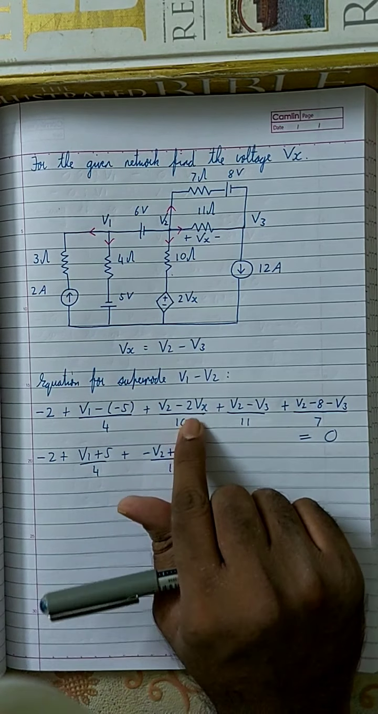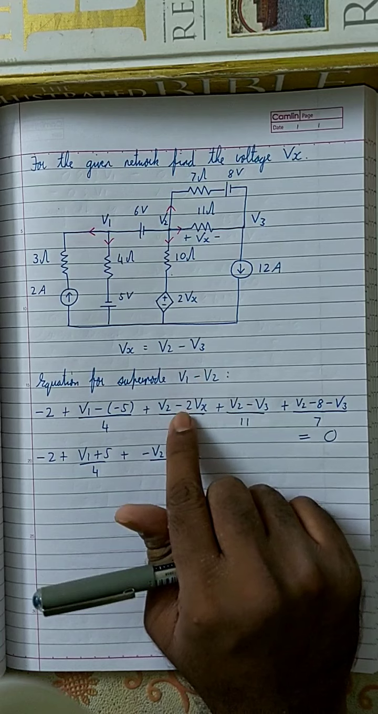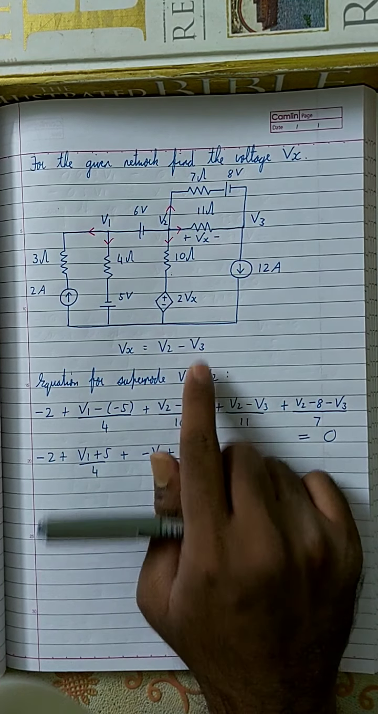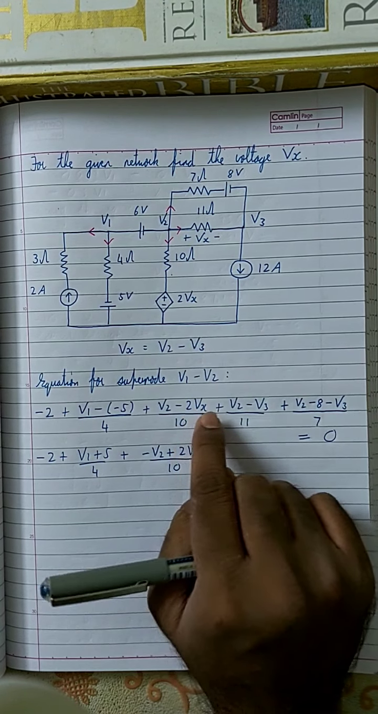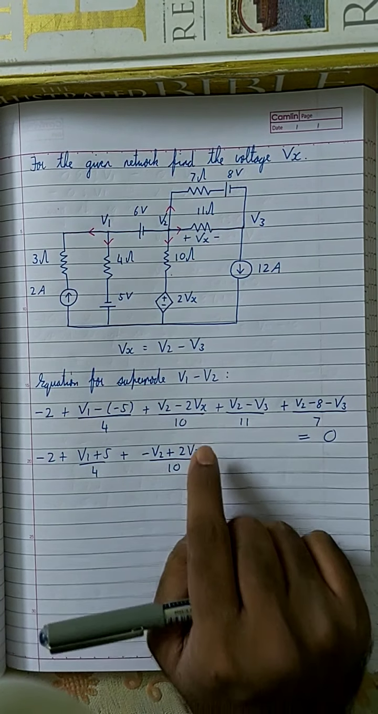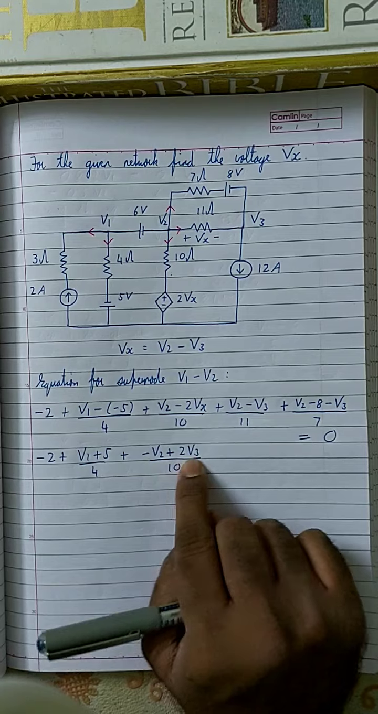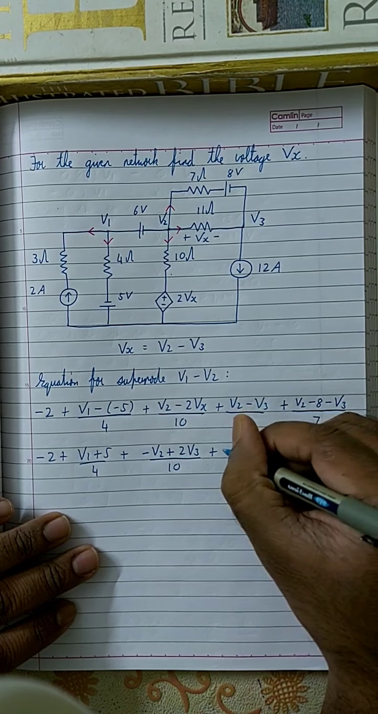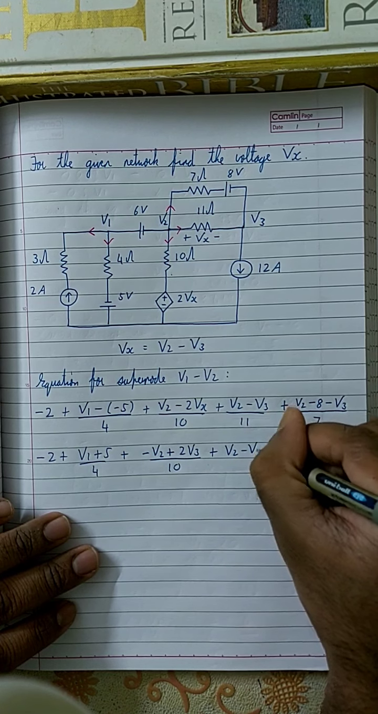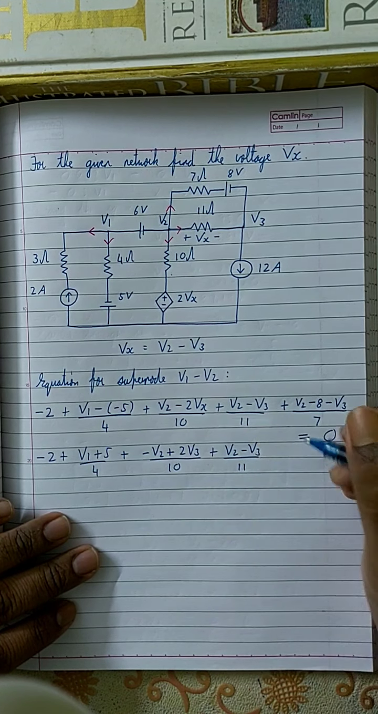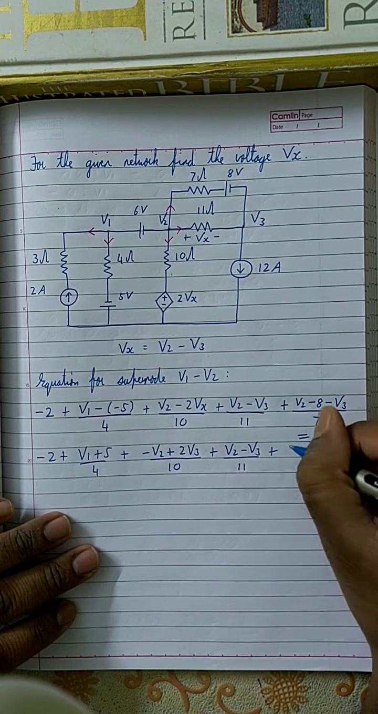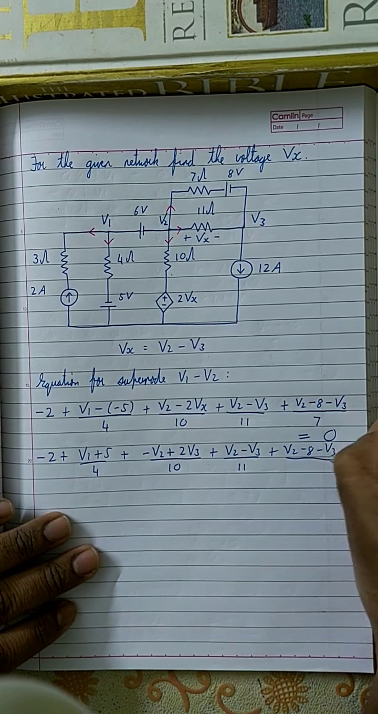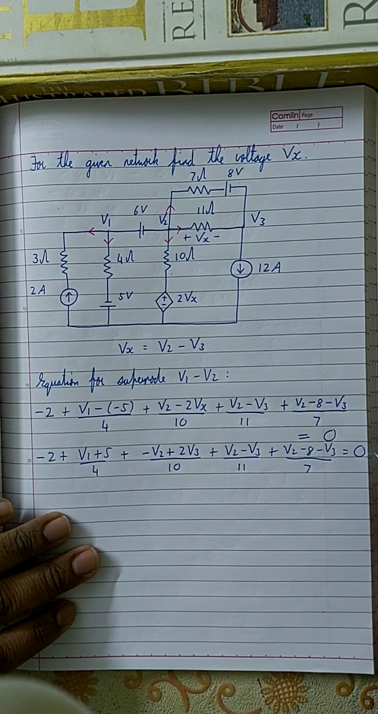Let me just do this calculation. V2 minus V3. So minus 2 into V2 is minus 2V2, and minus 2 into V3 is plus 2V3. So minus 2V2 plus V2 is minus V2, and the remaining is plus 2V3 by 10. So plus V2 minus V3 by 11, plus V2 minus 8 minus V3 by 7 is equal to 0.